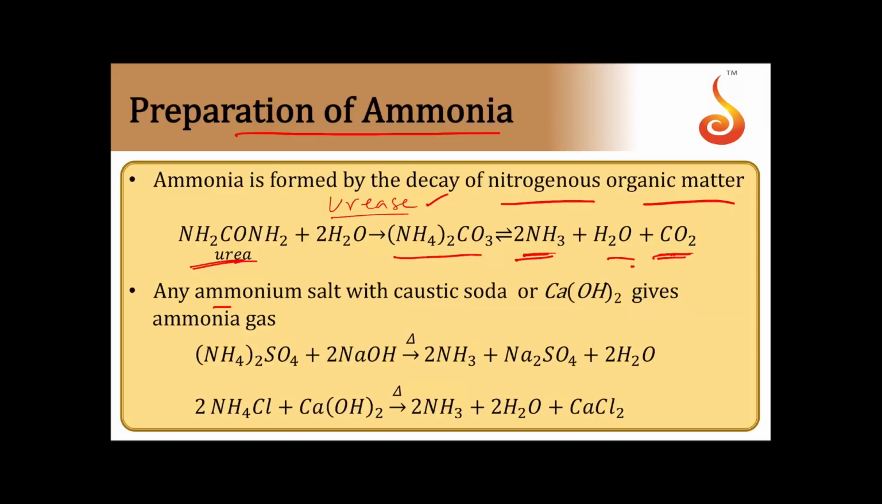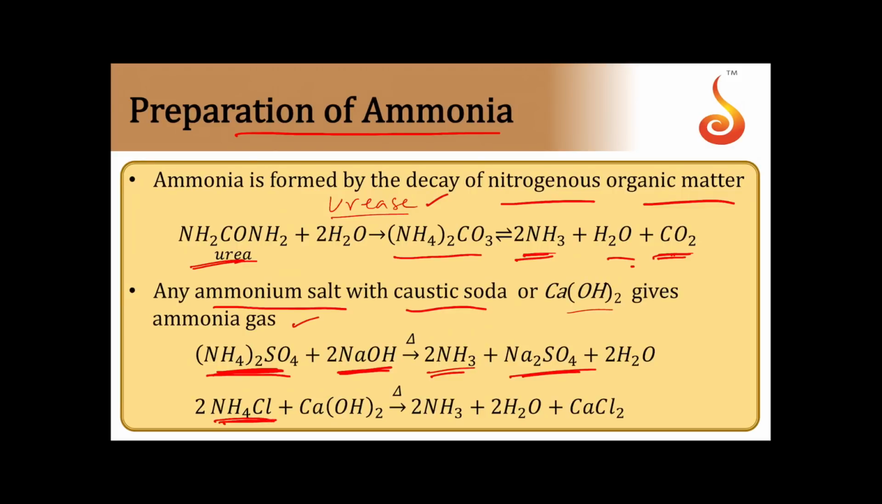Now in the laboratory process, any ammonium salt with caustic soda, or else calcium hydroxide, gives ammonia gas. Any ammonium salt we can take and add any base to that. So some ammonium salt plus NaOH gives ammonia and sodium sulfate. Ammonium sulfate plus sodium hydroxide gives ammonia plus sodium sulfate.